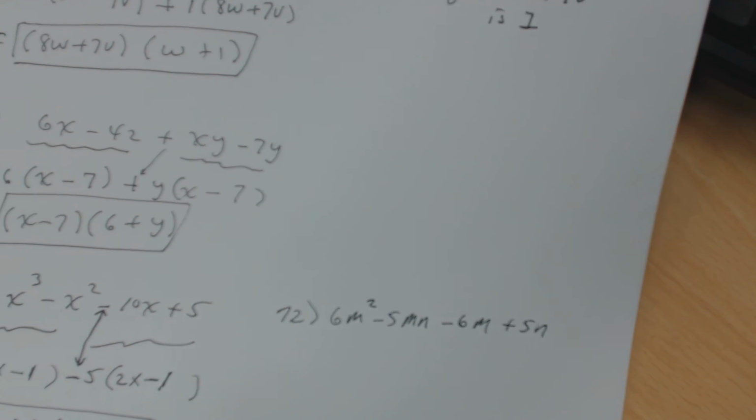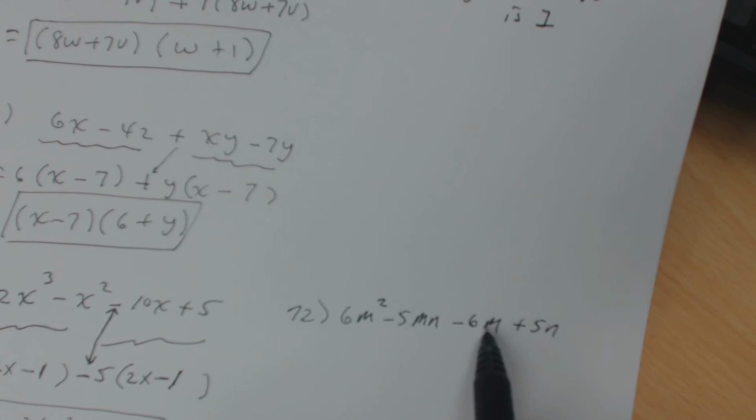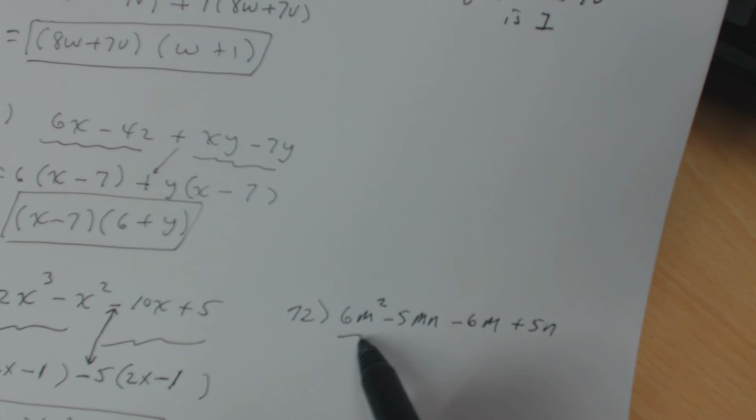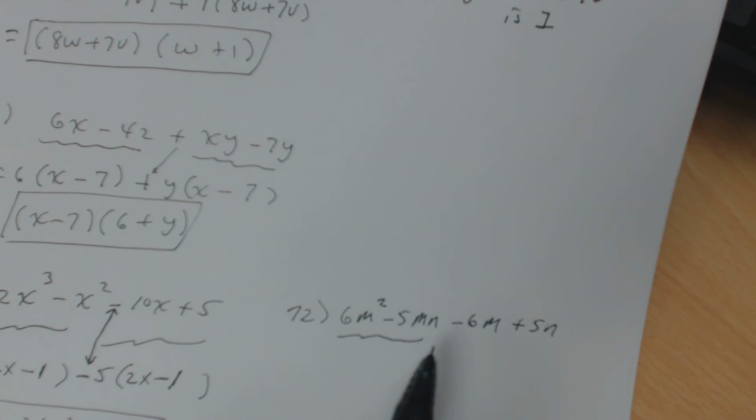All right. Okay, so notice the third term is a negative coefficient. Okay, so we're factoring these four terms by grouping. That's what we've been doing, factoring by grouping. So we're going to group the first two together. We're going to group the last two together.